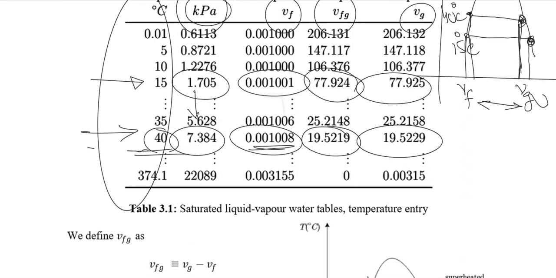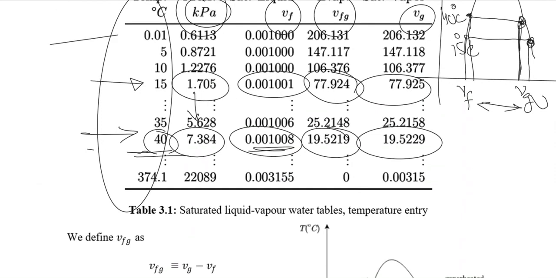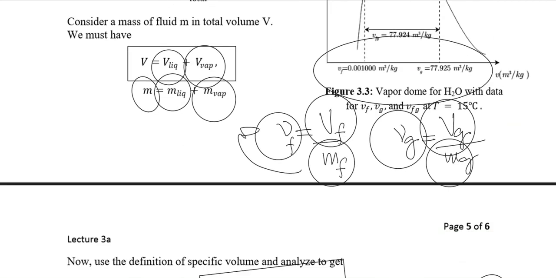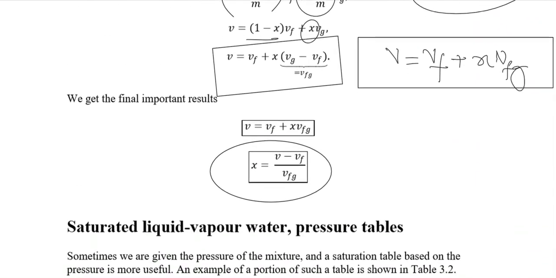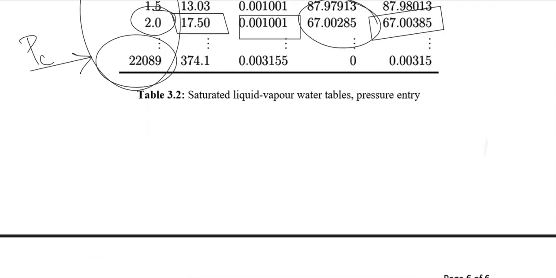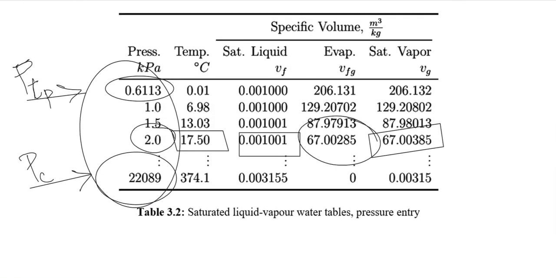Similarly for the temperature, this is our triple point temperature for the water itself, and this is our critical point temperature of the water. So the table starts at the triple point and ends at the critical point. That's our critical point condition. And remember, I said that when we reach the critical point, there is no difference between vf and vg, so vf is equal to vg at the critical point.